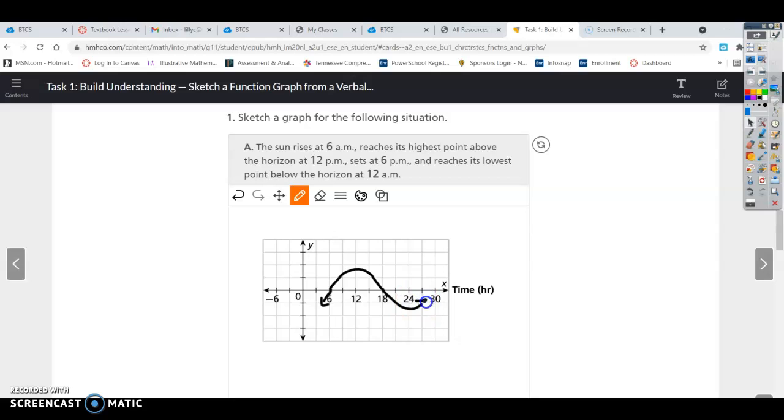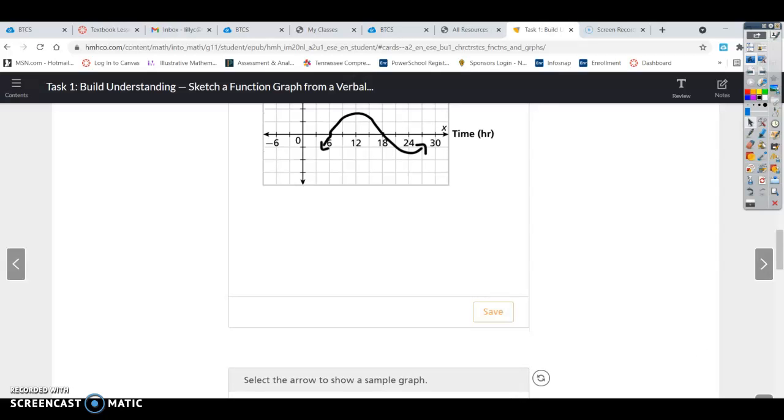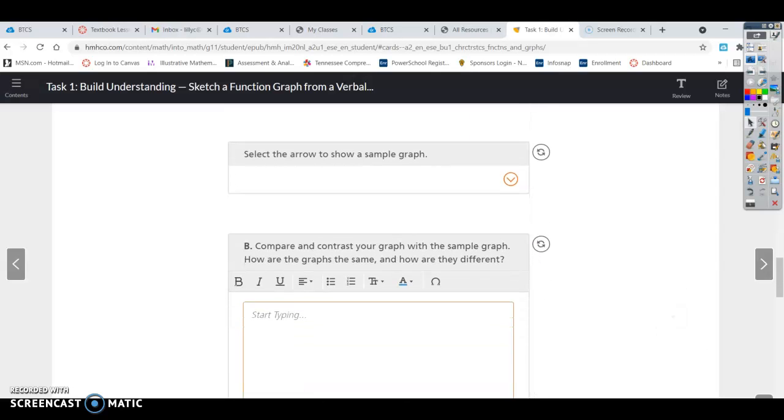All right, so this is going to continue because every day the sun comes up, meets its highest point, goes down, sets. This is after dark, whatever you want to call it. So there is my poorly sketched graph. Hopefully yours is somewhat similar. All right, if you click save, then I can see the graph that you sketched.